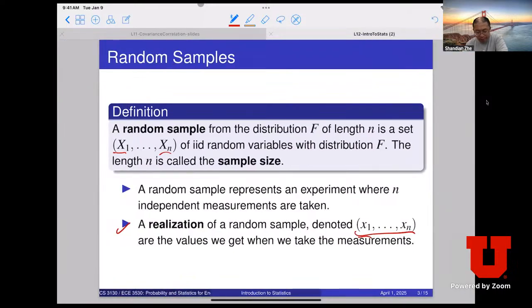So far, is everyone happy about the definition? Any question? Any concern?